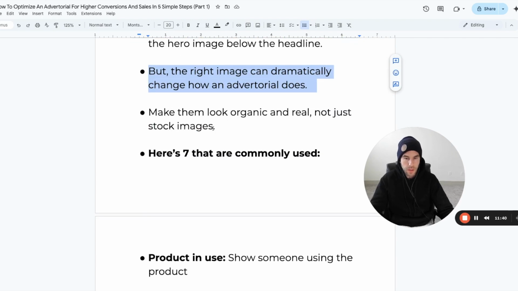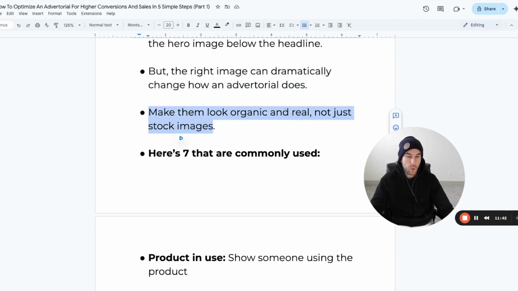And really, with the images, you want to make them look organic and real, not just stock images from Shutterstock and things like that. So what you really want to do is, if you have to use a stock image, give it to a designer and have them actually personalize it, change it, and tweak it. Because if the headline is strong, but then the hero image looks really chintzy and cheap, and it looks like something that would come from a stock image website, it's really not going to capture people's attention.